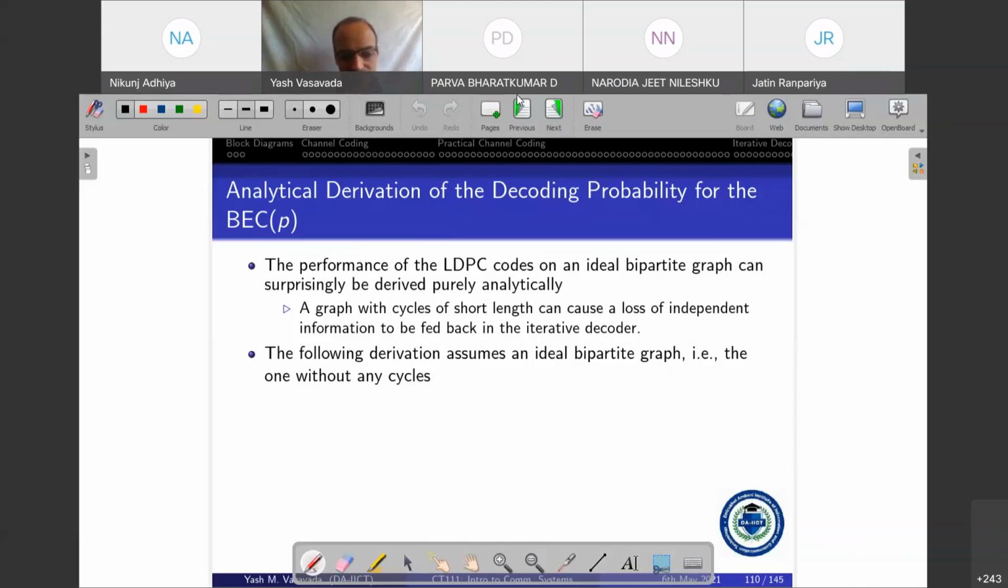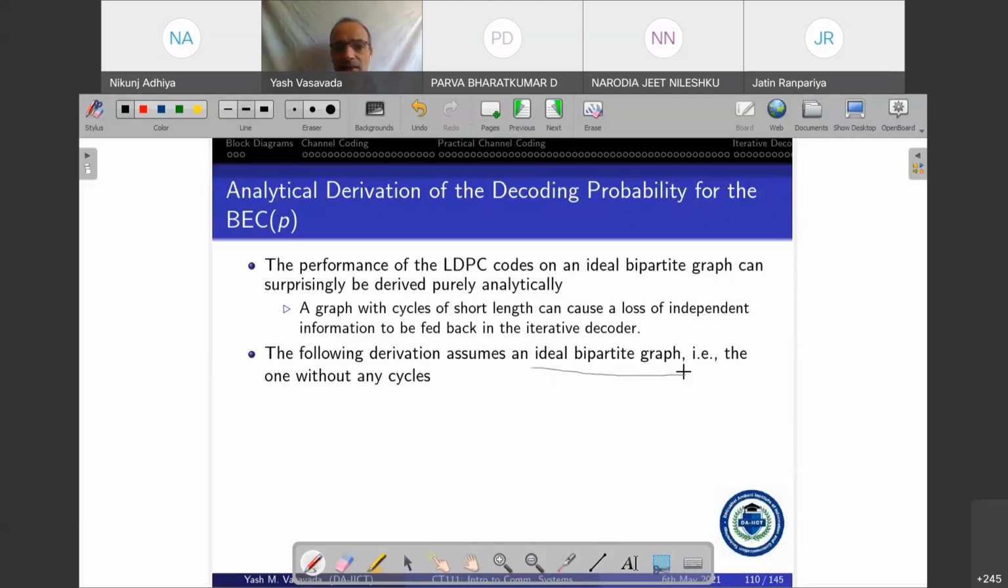in the subsequent part of today's lecture, we are going to do this analysis of the performance of LDPC codes. And the assumption behind this analysis is that we have an ideal bipartite graph, a graph which doesn't have any cycles whatsoever. In reality, when you work with an H matrix, it will not be an ideal graph. So the corresponding bipartite graph of that H matrix will not be ideal.